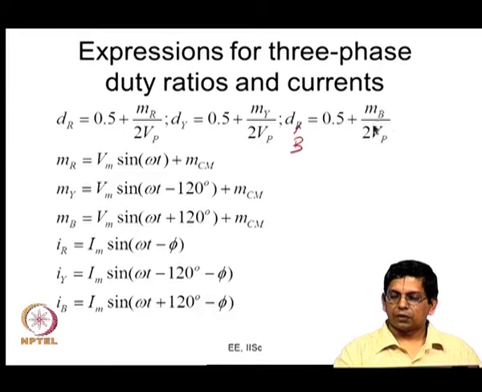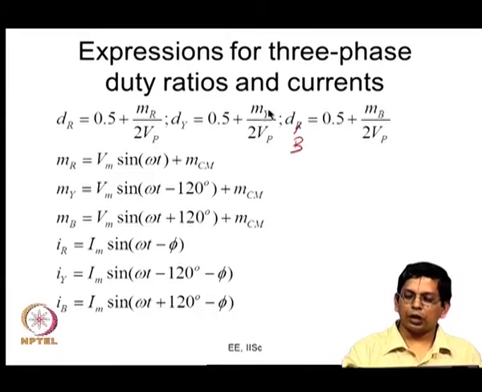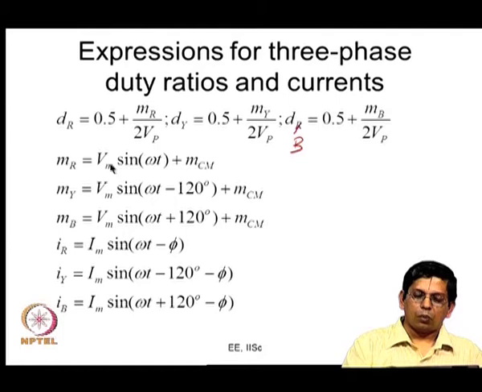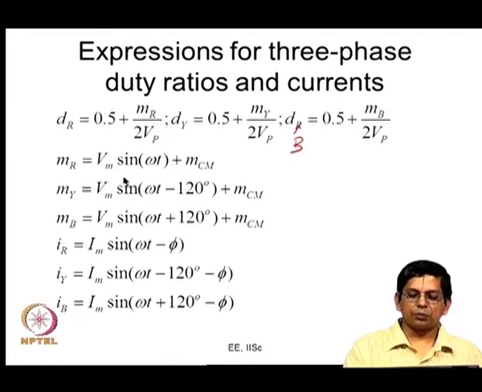So, you can see MR, MY, MB are three phase sinusoids, they are balanced sinusoids. So, dR, dY, dB are also going to be like that, except that they are level shifted by this 0.5. Then what is MR? If you are talking of sine triangle PWM, MR is some Vm sin omega t, where omega is your fundamental modulation frequency. If f is the modulation frequency, it is 2 pi f, and Vm is the peak value of the sinusoid, and Vm by Vp is what you would normally call the modulation index.